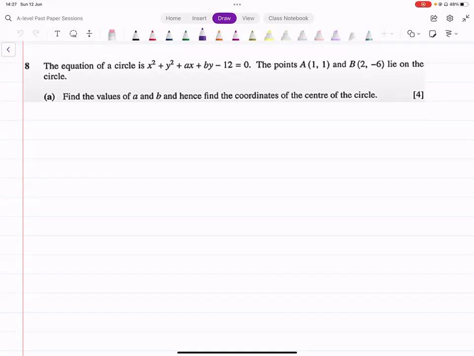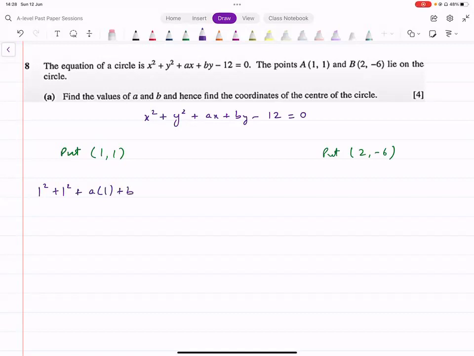If these points lie on the circle, that means they should satisfy the equation of the circle. So let's input those points in the equation x squared plus y squared plus ax plus by minus 12 equals 0. Let's input the first point, point A, which is 1 and 1, and then the second point, which is 2 and minus 6. When we input 1 and 1, we get 1 squared plus 1 squared plus A into 1 plus B into 1 minus 12 equals 0. That gives us 1 plus 1 minus 12, that's minus 10. So a plus b minus 10 equals 0, and a plus b equals 10. So that's one equation that we've got. Then we input 2 and minus 6. Let's see what we get from that.